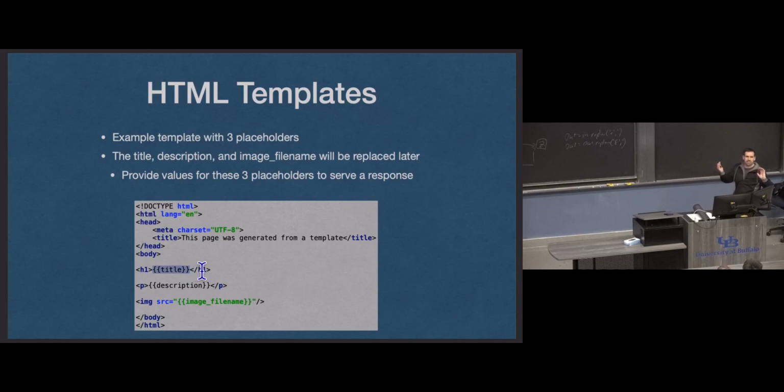I like the double brace syntax because it's unlikely that this placeholder will just naturally occur in your HTML, and just don't put it in your HTML at all. And if you do, escape the curly braces. And replace this with the actual title for that page load. This lets us have more dynamic content. We can make our HTML custom to the specific user.